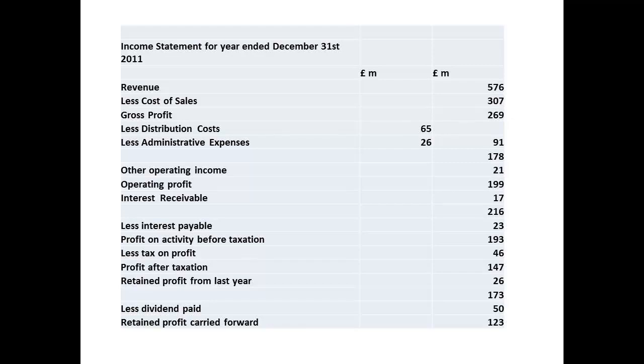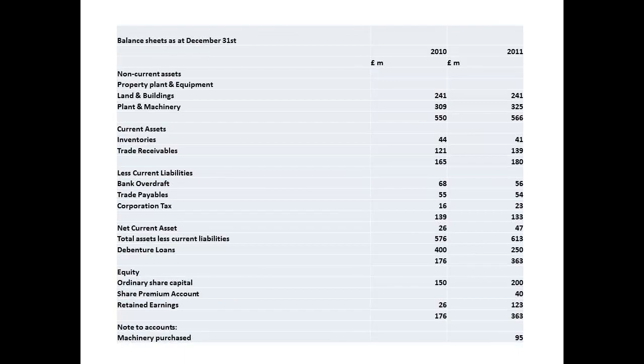We will use the income statement, which gives us figures relating to profit, expenses, interest and dividends. We will also use the balance sheet and extract information relating to assets, liabilities, and, in this example, a note to the accounts relating to purchase of an asset.